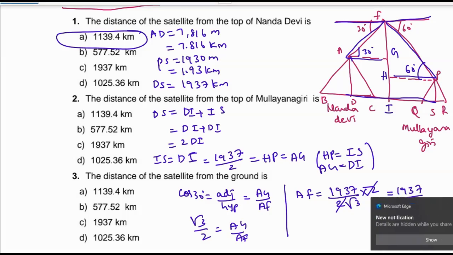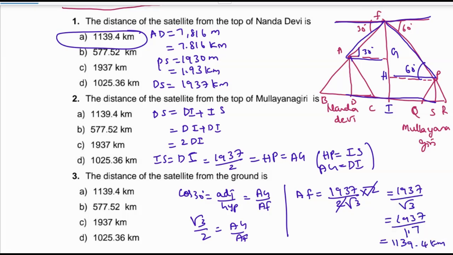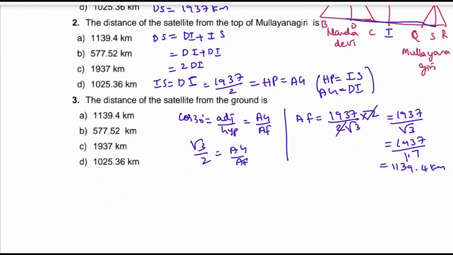Then the second one is the second question: the distance of the satellite from the top of Mullayanagiri. So what is the distance from the top? They have given that, it will be tan 30. Tan 30 will be opposite by adjacent, that will be FG divided by AG.